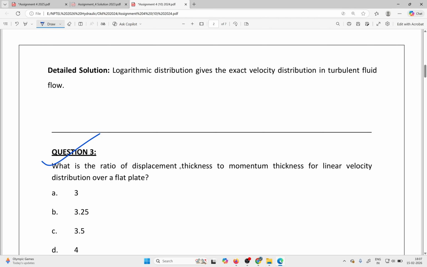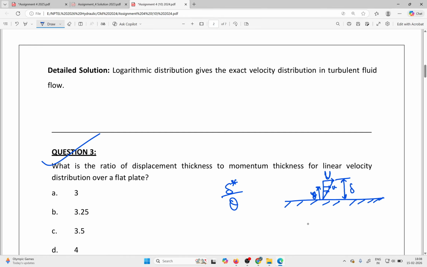So what is the ratio of displacement thickness to momentum thickness, delta star by theta, for linear velocity distribution over a flat plate? Over flat plate for linear velocity distribution. This is your u, capital U. This is your small u at the place. If this is y, and this is y, and this is your complete delta.